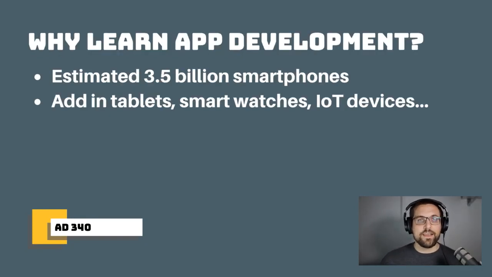So why should we learn app development in the first place? Why pick app development as opposed to desktop development or backend development or machine learning, anything like that? Well, there's a few things that stick out about app development that I find particularly interesting, and I think they place it uniquely within some of these other disciplines. So first off, there are an estimated 3.5 billion smartphones in the world. So that's obviously a huge number of devices. That's something like one smartphone for every 2 people in the world. But then if you add in tablets, smartwatches, IoT devices, that number becomes much larger.